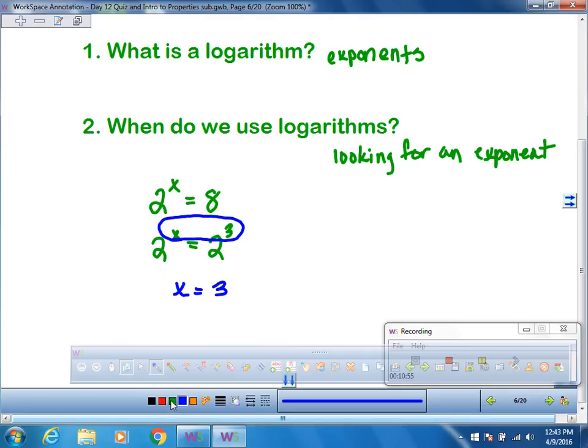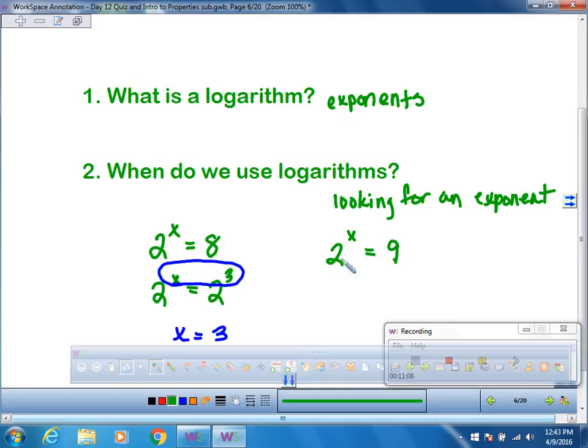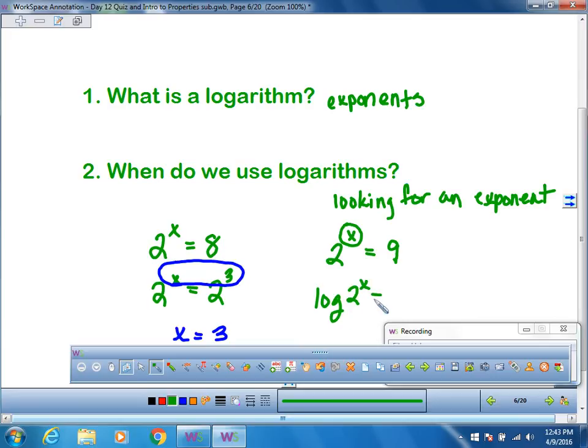That's easy to see. But when you have something like 2 to the x equals 9, I can't make these common bases. So I'm looking for this exponent, and that's when we use logarithms. So I would say log of both sides, and then I will use that power to a power rule and bring that x, since logarithms are exponents, out here. And now we can solve for x.